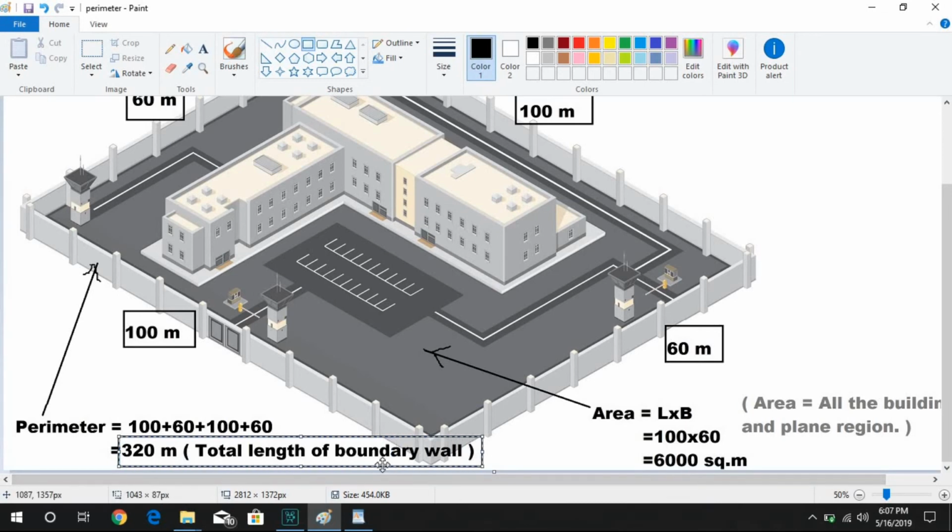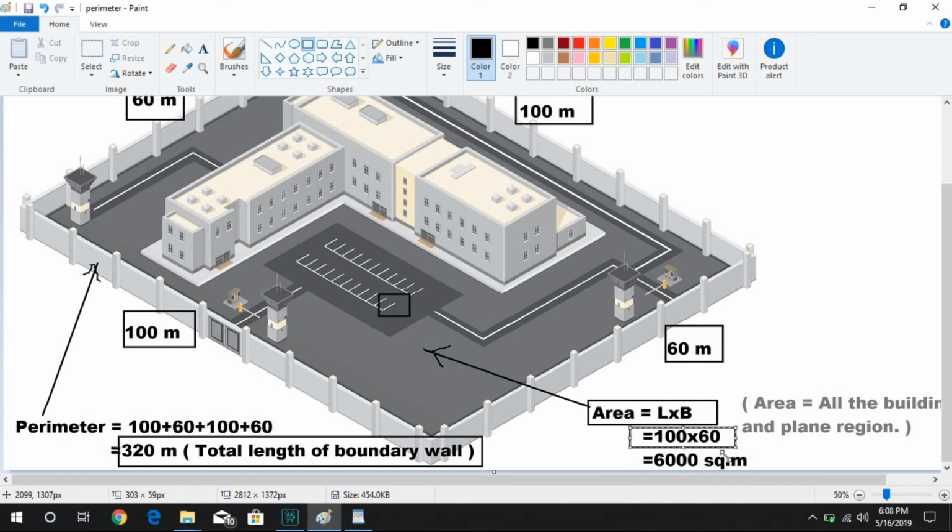Now we explain the area which is enclosed in this boundary wall. Now we calculate the area. Formula for area is length into breadth. Now we put the values: 100 is the length of this diagram, and 60 is the breadth of this diagram.